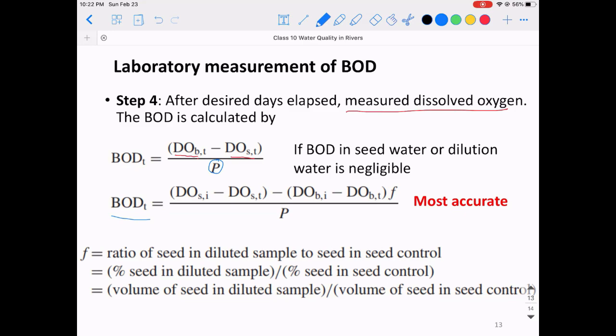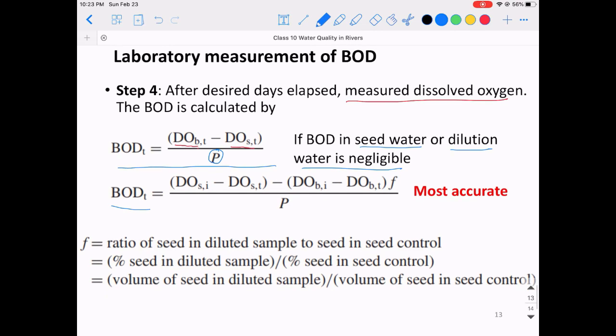And for a more accurate determination of the BOD, we can use this equation. The reason why we have to use this more complex equation is that we can only use the simpler equation if the BOD in the seed water or the dilution water is negligible. Let's say we're using ultra pure water that doesn't have any organic materials or oxygen demanding materials, then we can use this equation. But most of the time, the seed water or the dilution water might contain some of these organic materials. And that's why we have to use a more complex equation.